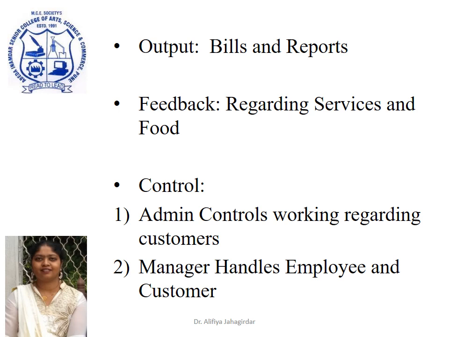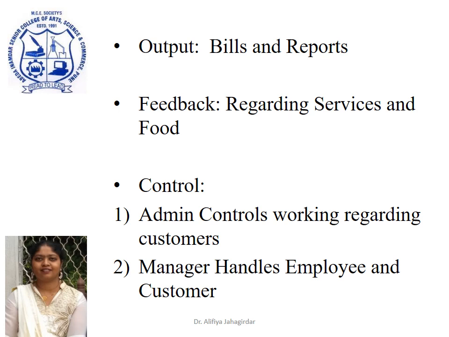The next is control. Admin controls working regarding the customers. An admin can be an employee, or an HR manager who is going to handle all the details about the customers, the incoming of the customers, the staying of the customers, the hospitality of the customers, and so on. The manager is going to handle the employee and customer details, and the services for the customer. So basically these are all the elements of the hotel management system.